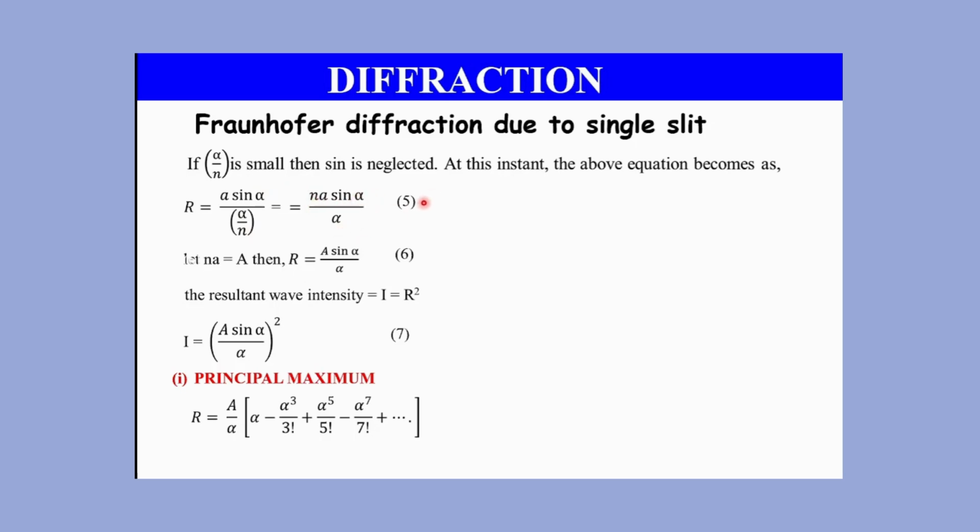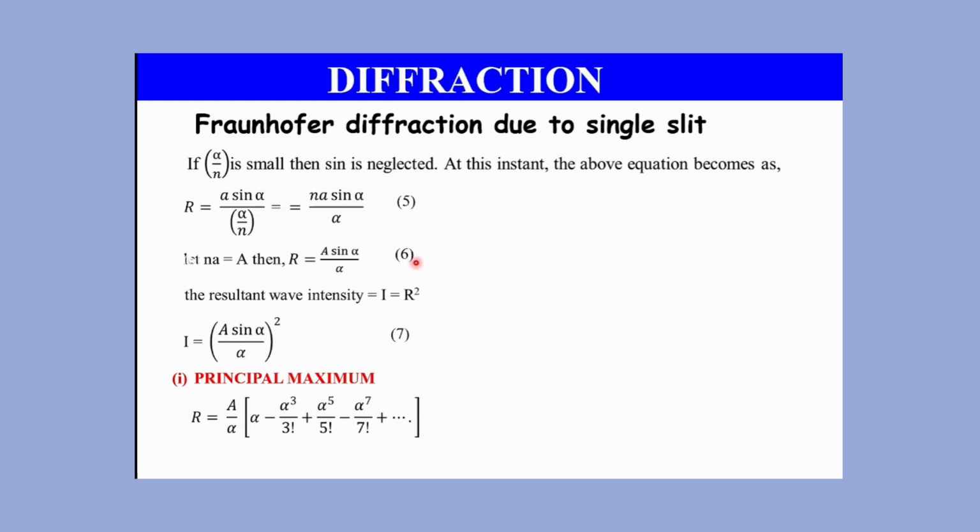Now let us take this equation number 5. In this equation number 5, in the case of n into a, you can substitute capital A. The resultant wave amplitude capital R is equal to A sin alpha divided by alpha, where capital A is equal to n into small a, where small a is the amplitude of each wave and n is the number of slits, and capital A is the resultant wave amplitude. Now capital R is equal to A sin alpha divided by alpha, equation number 6.